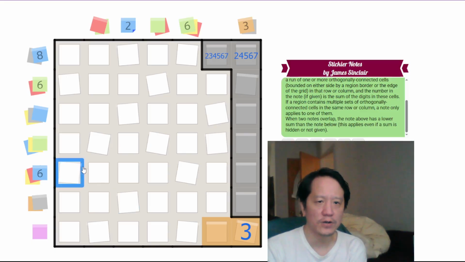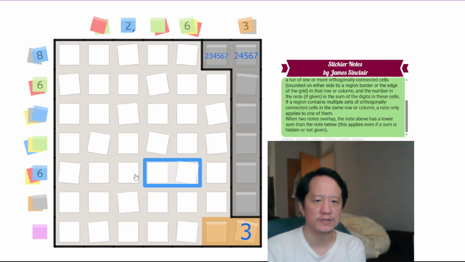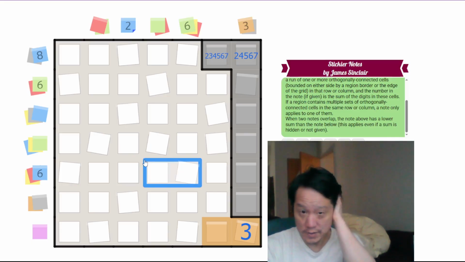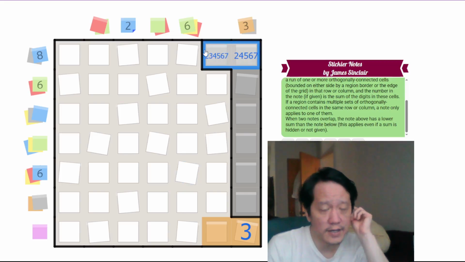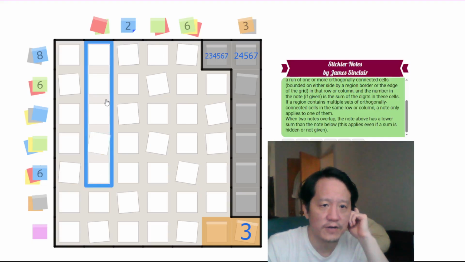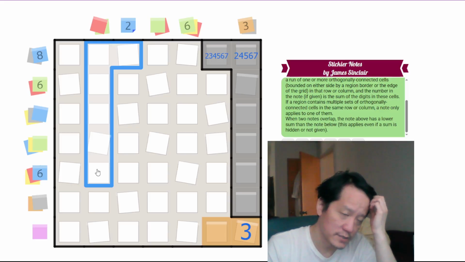Yellow here has to have at least 2 cells, because it's greater than red, which is greater than 6, so that's at least 8. Again, this has to be 9. 8. So blue has 2 cells here at least. And it must go 5 down. But it could just be 2 and 5 that way. That seems fine.